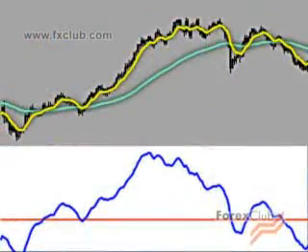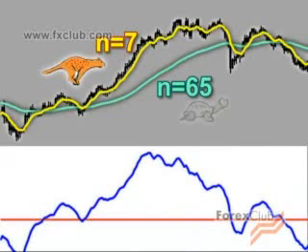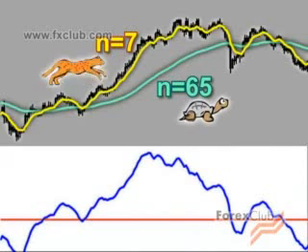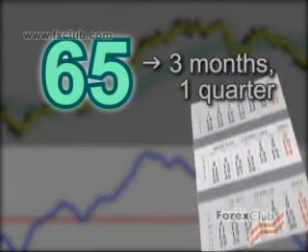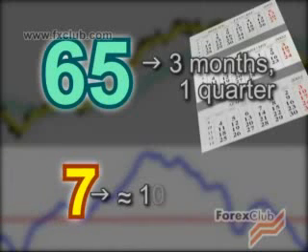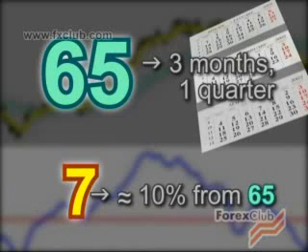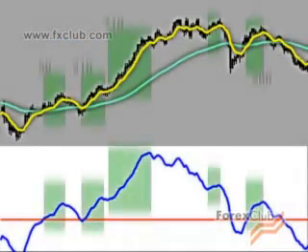Here is a daily chart of Japanese yen. The values of N1 and N2 have already been selected. They are 7 for the fast line and 65 for the slow line. But why? 65 trading days, that's 3 months, a quarter, it's a natural cycle. 7 is approximately 10% of 65, and it has been selected experimentally.